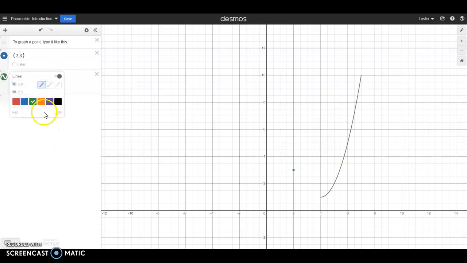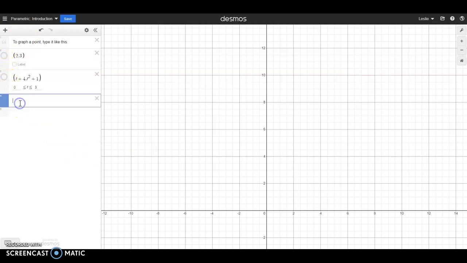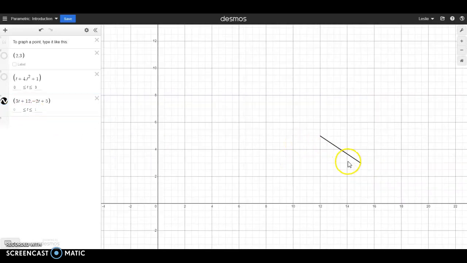For practice, let's do this with a couple other of the pairs of parametric equations that we played with on our previous video. One of them was x equals 3t plus 12 and y equals negative 2t plus 5. They were both linear equations. Well, since x equals 3t plus 12, I'm going to write the x coordinate as 3t plus 12, and then a comma. And the y coordinate was negative 2t plus 5, so I type negative 2t plus 5. Close the parentheses, and there I have a piece of a line.